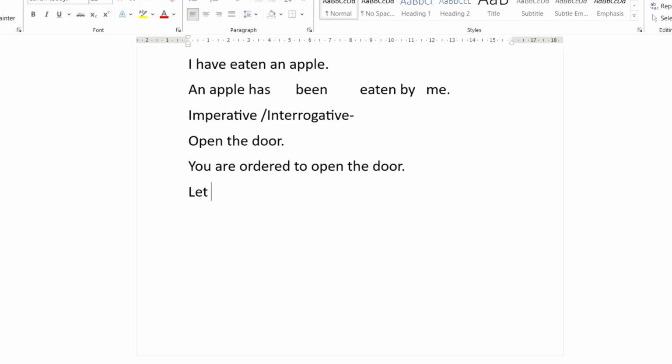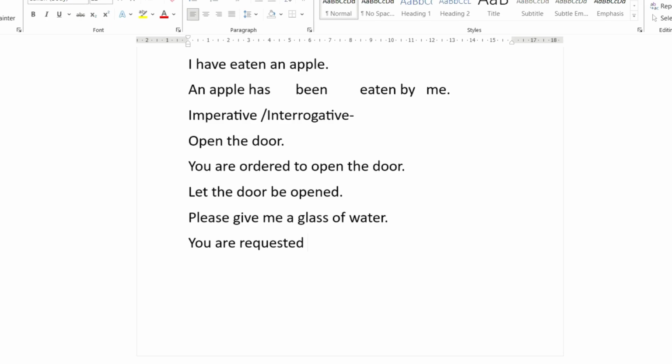Or another way is, let the door be opened. Okay, let the door be opened. Next, let's take up a request. Please give me a glass of water. So how are we going to change? You are requested. There is only one way I can do it. You are requested to give me a glass of water.